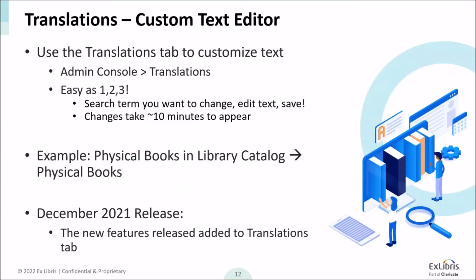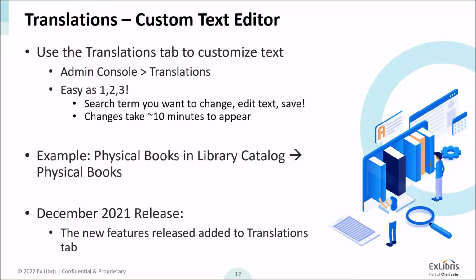If you see a set of text you want to change, it's as easy as 1, 2, 3. You'll go to the translations tab in your admin console. You'll search the term as it appears in your Summon site. You'll click edit text, then enter your desired text and click save. Changes take around 10 minutes to appear. And this is really great for contextualizing things on your site, making them your own.